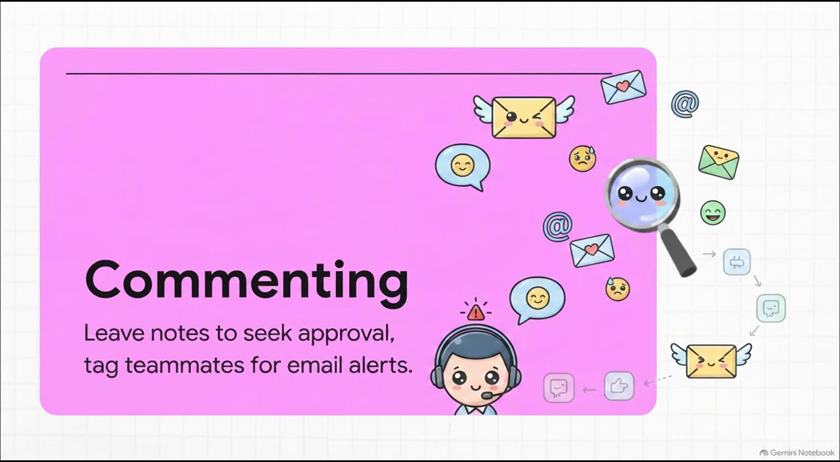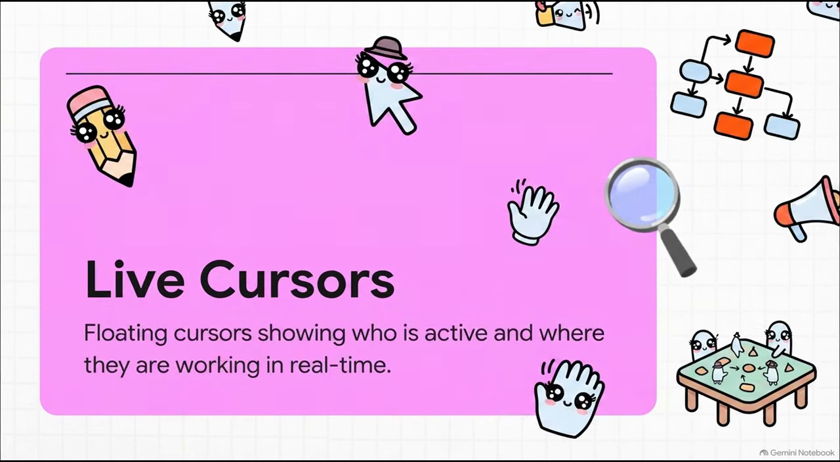And what about actually communicating with your team inside the tool? That's where commenting comes in. You can leave notes directly on a step to seek approval on a process or highlight a potential issue. You can even use the @ symbol to tag your coworker, let's say Bryce. Tagging him instantly triggers a neat little email alert telling him to jump in and help. And when Bryce actually jumps in, you get live cursors. These are little floating cursors moving around the screen showing exactly who is active and where they are working in real time. It completely transforms your solo planning session into a highly collaborative war room.